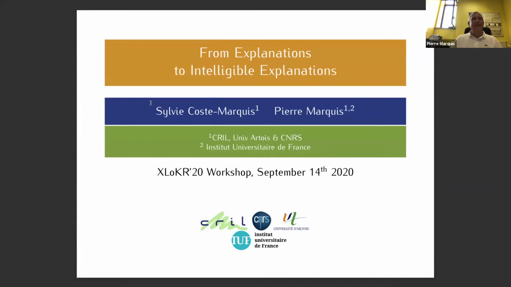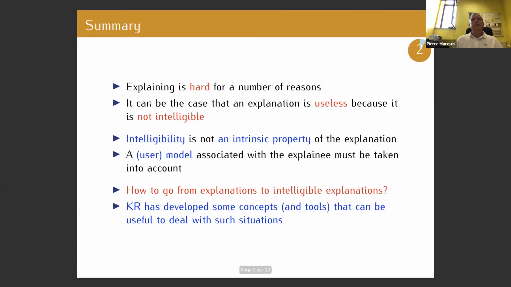Hi, everyone. I would like to present today a joint work with Sylvie about the intelligibility issue in explainable AI. So for sure, everyone here knows that explaining is a hard task. There are many reasons for that. Of course, the choice of the explanation model first, but also the size or structure of explanations, the computational complexity of deriving explanations, and beyond that, the intelligibility issue.